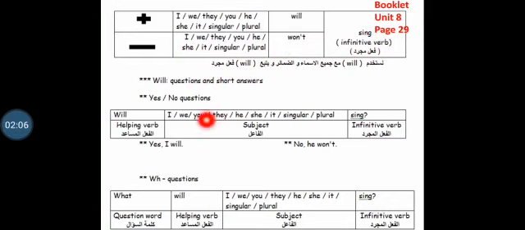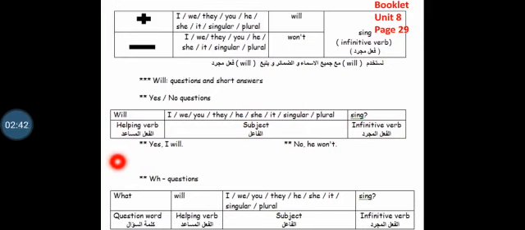Now, let's move to the questions and short answers using will. In yes or no questions, we begin or start the question with the helping verb or the modal verb, which is will. It is followed by the subject, and then it is followed by infinitive verb. Will you sing? And you can answer yes I will or no I won't. Will he sing? No he won't, or yes he will.